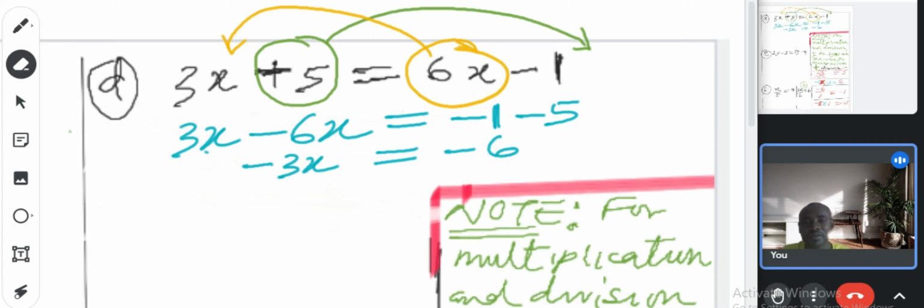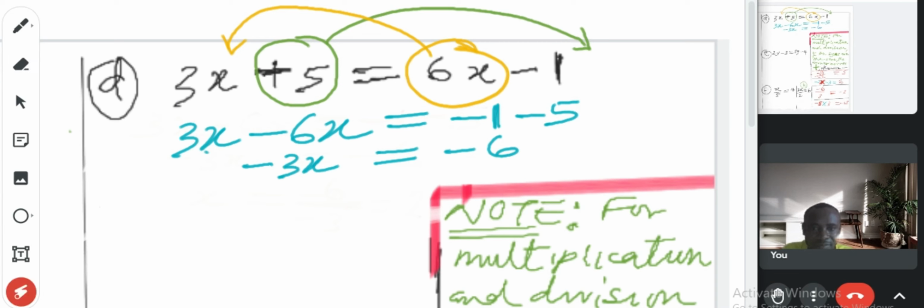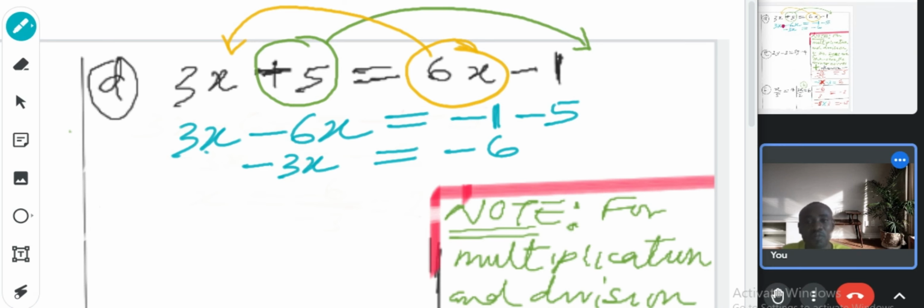So what do we do at this point? You do minus 3x divided by 3. Okay, it's actually minus 3x divided by whatever is attached to x. What is attached to x? Minus 3. So it should be minus 3x divided by minus 3. Take note of that. It should be divided by whatever is attached to x, and what is attached to x is minus 3. At this point, you also do minus 6 divided by minus 3.